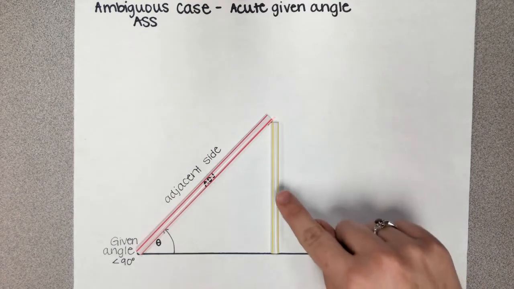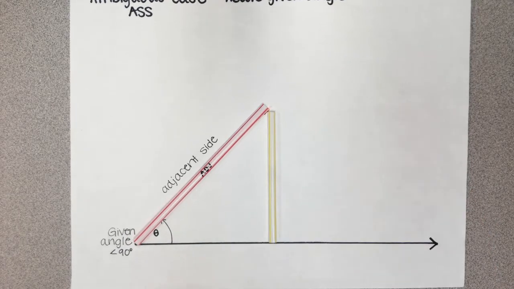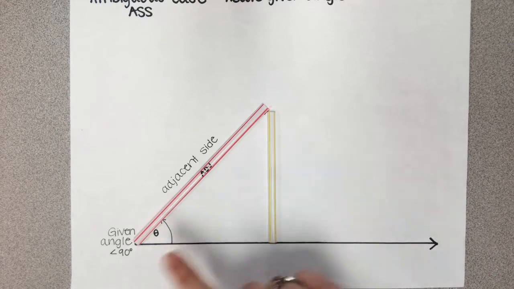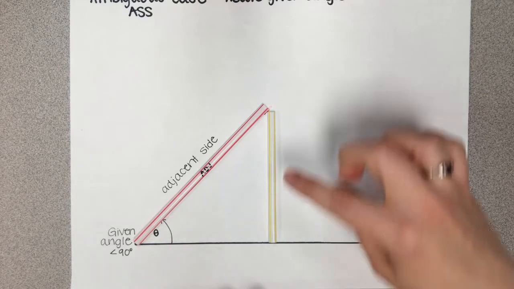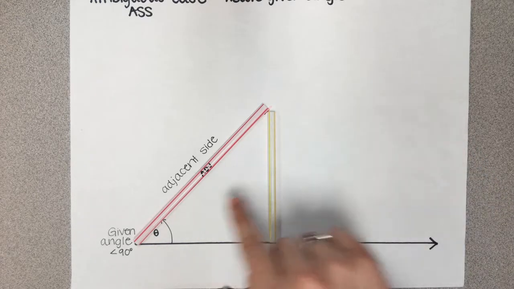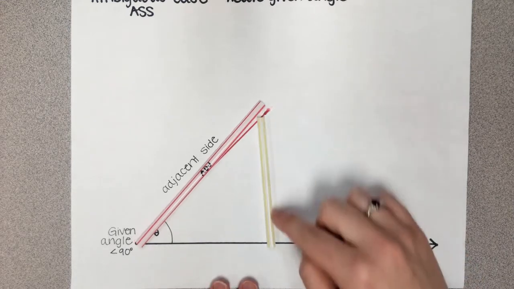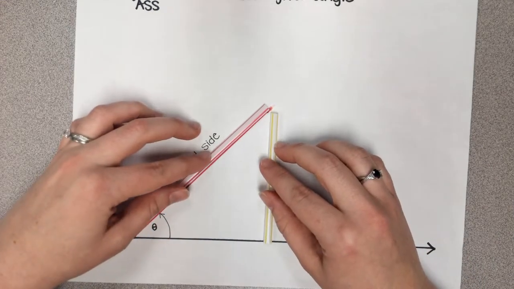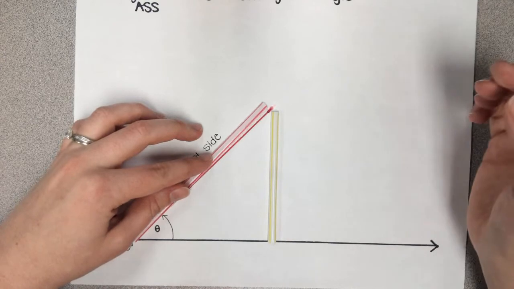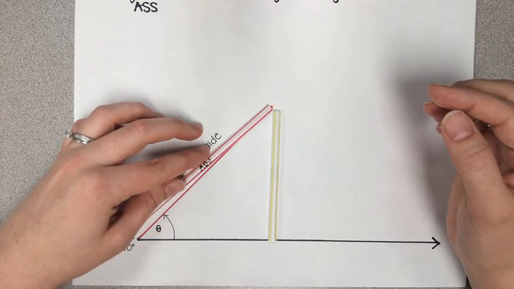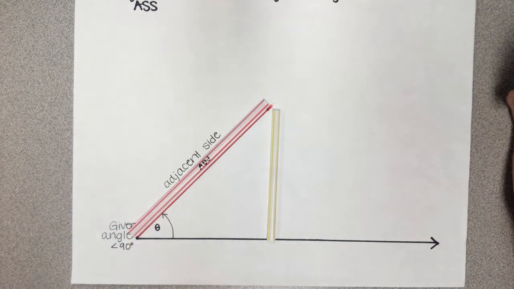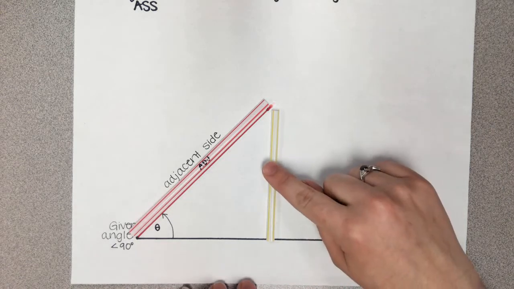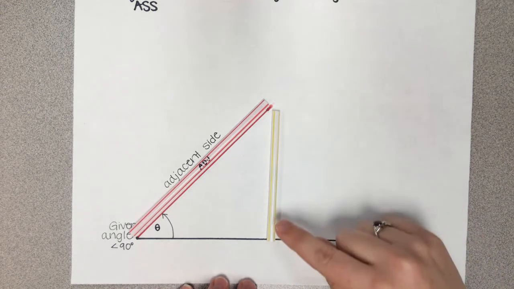Now, this particular length that I picked out creates what kind of triangle? A right triangle. So this side opposite the given angle ends up being just the height of a right triangle. And how many triangles did I create? Just the one. We can call this the altitude here.